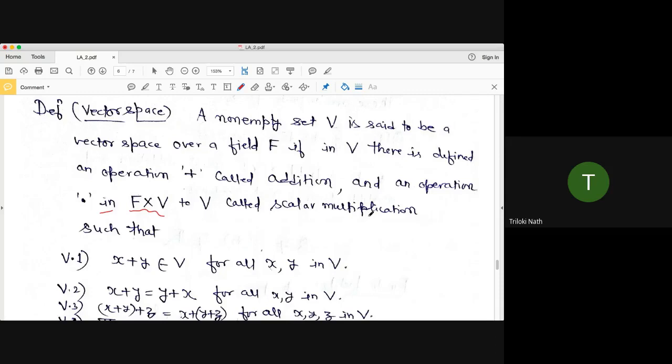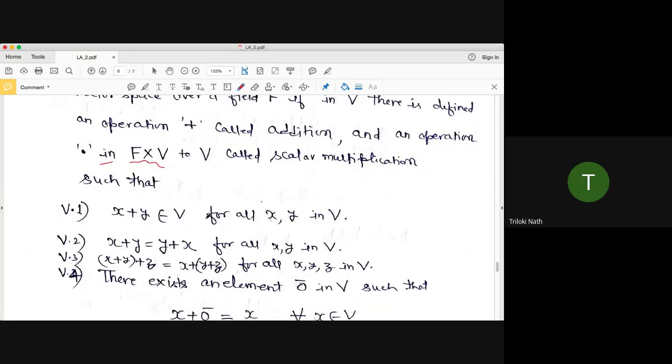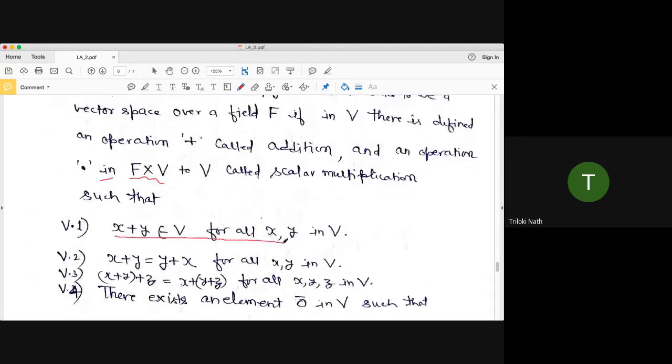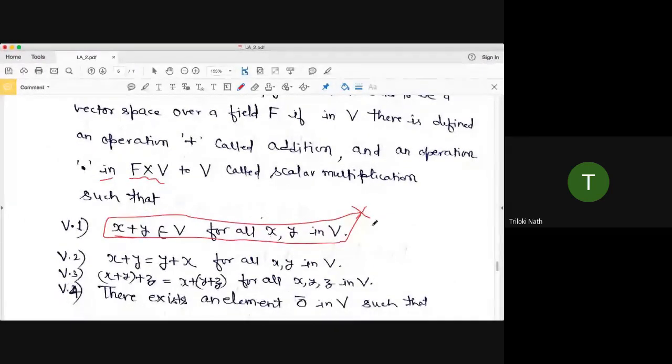It's called scalar multiplication, such that number one, x plus y belongs to V. That is the closure axiom. As long as you say that x plus y belongs to V, that means plus is a binary operation, a mapping from V cross V to V. Either you say plus is a mapping from V cross V to V, then you don't write this one. If you write it this way, then you need to check the closure axiom. That's okay here.